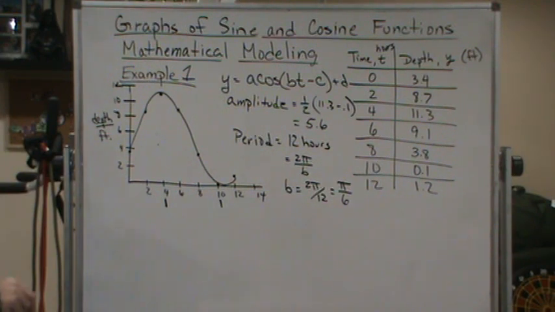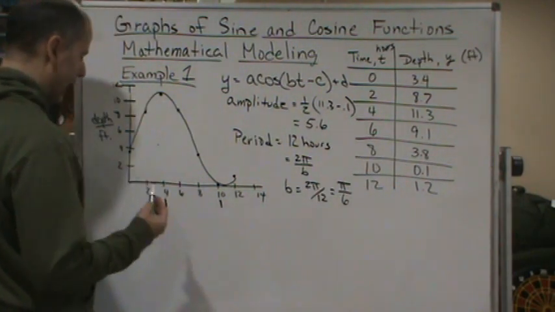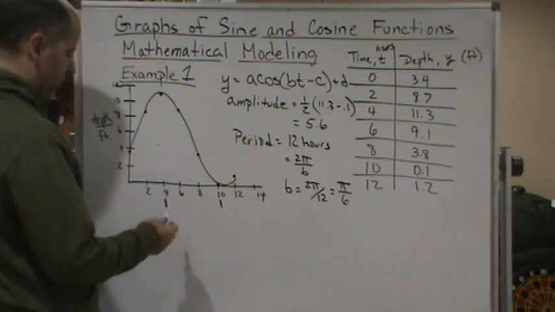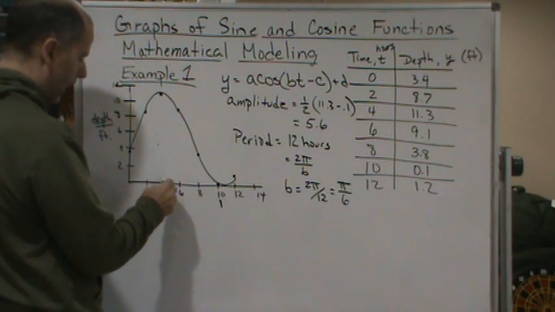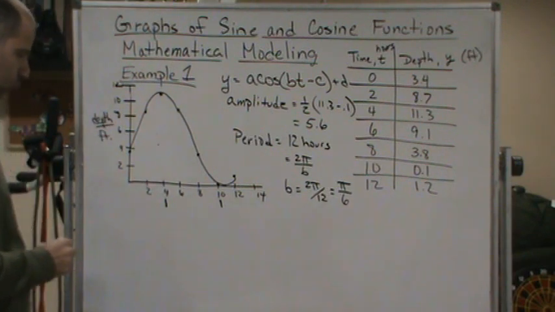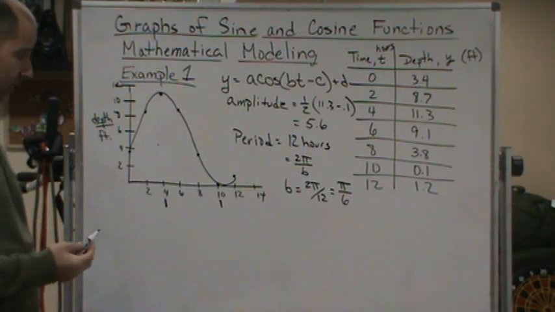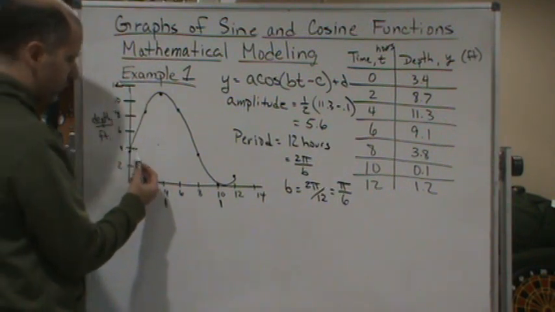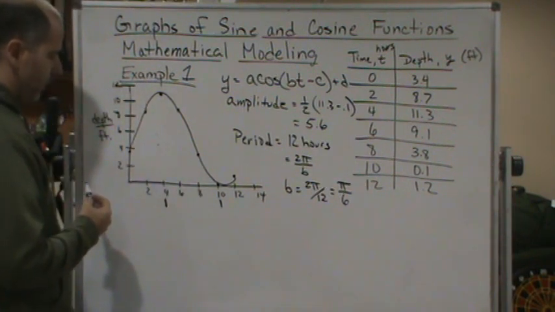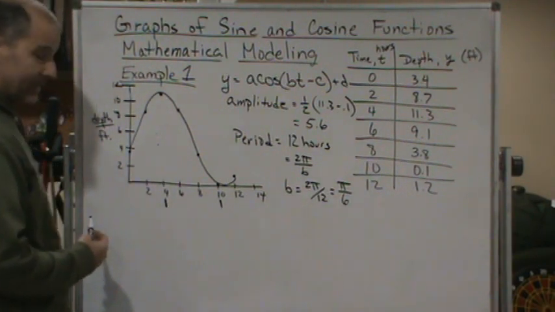Okay, now let's look at where the maximum depth occurs, right? So the maximum depth occurs at 4 hours after midnight. You could think of this as a phase shift, because normally cosine happens right here, but there's a shift. The maximum value happens at 4 hours after midnight at t equals 0.